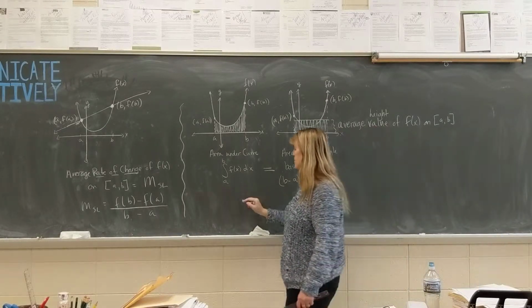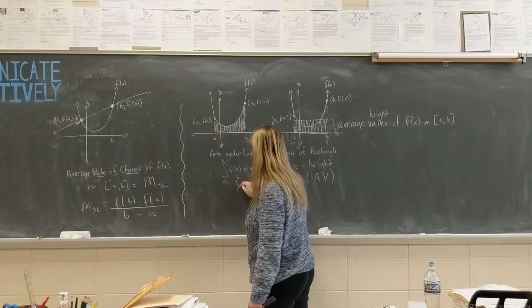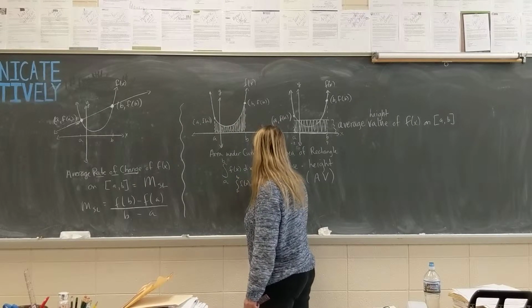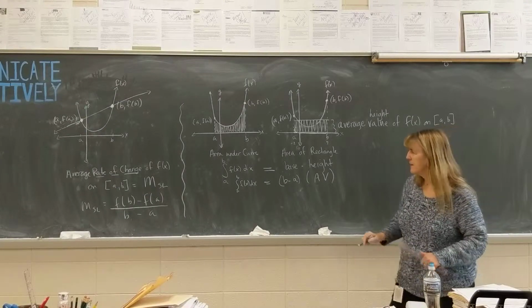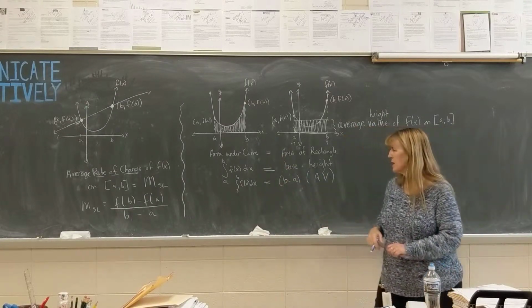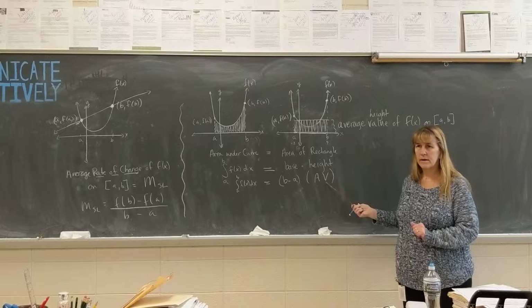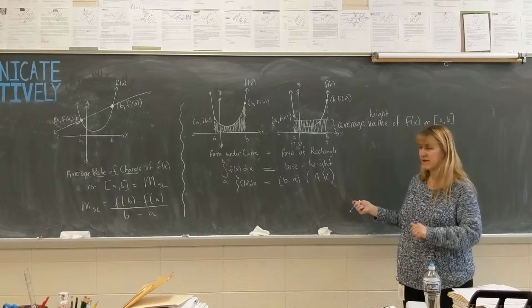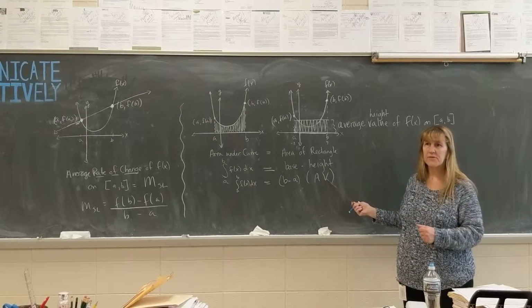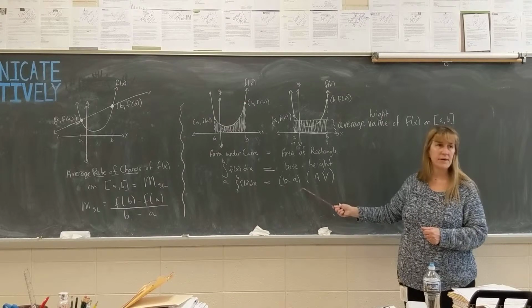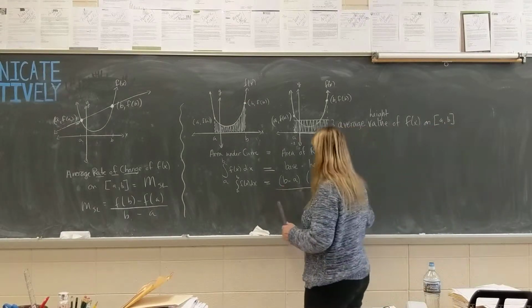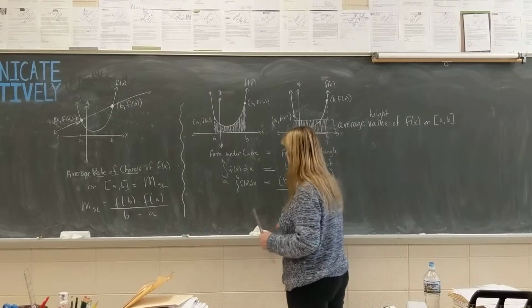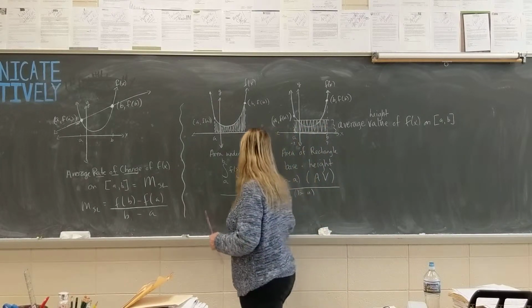And that's still equal to the integral from A to B of f of x dx. Now, I'm trying to create a formula for the average value. So I want to solve for the average value. In order to solve for it, I need to divide by whatever is being multiplied by. So I'm going to divide this by B minus A, and I'm going to divide this by B minus A.